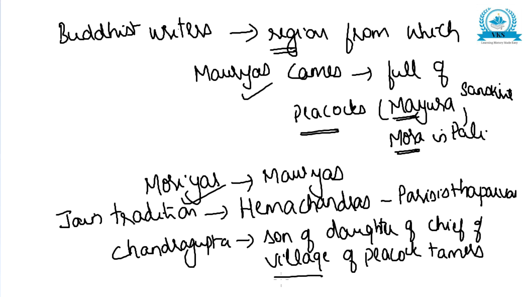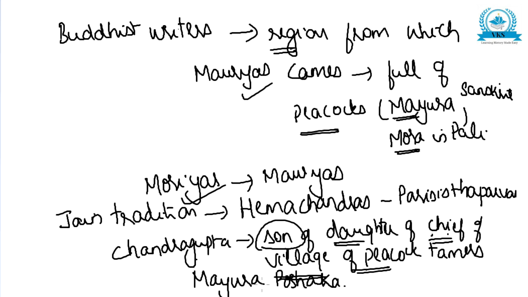I will explain this. There was a village of peacock tamers. This village had a chief. The chief had a daughter, and Chandragupta was that daughter's son. This village of peacock tamers was called Mayura-Poshaka, and because of that, later the dynasty came to be called Mauryas. That was according to Jain tradition.